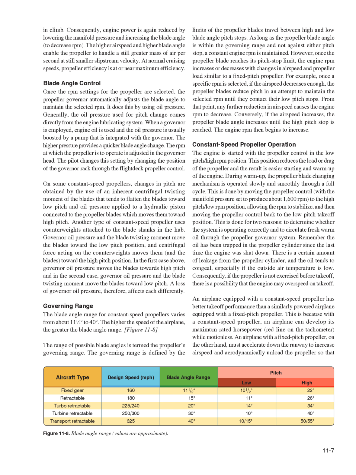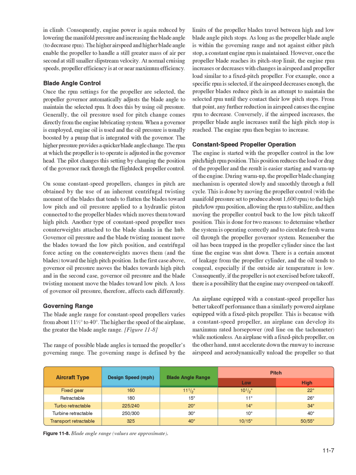Another type of constant speed propeller uses counterweights attached to the blade shanks in the hub. Governor oil pressure and the blade twisting moment move the blades toward the low pitch position, and centrifugal force acting on the counterweights moves them, and the blades, toward the high pitch position. In the first case above, governor oil pressure moves the blades towards high pitch, and in the second case, governor oil pressure and the blade twisting moment move the blades toward low pitch. A loss of governor oil pressure, therefore, affects each differently.